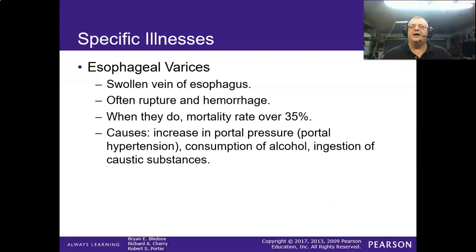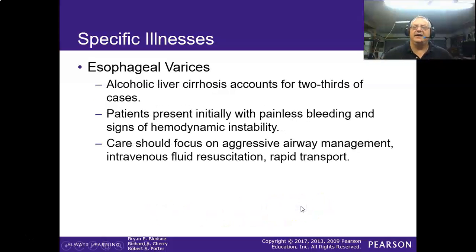They rupture. When they do rupture, gang, probably 4 out of 10 die. Again, it's an increase of the pressure inside of that gastrointestinal tract. Consumption of alcohol doesn't help. They ingest a caustic substance. By a liver cirrhosis, by the way, are 2/3 of the cases of this. There's an underlying liver cirrhosis and they don't know it.